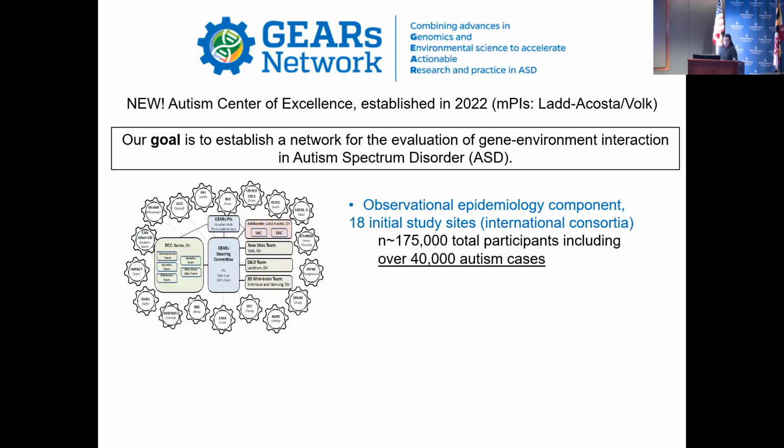There is an observational epidemiology component. We've somehow convinced 18 sites to work with us from around the world, where we have over 175,000 total participants and over 40,000 autism cases. We have a data coordinating center and many other kinds of committees and teams.